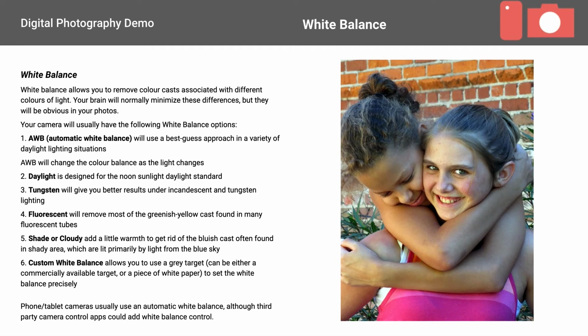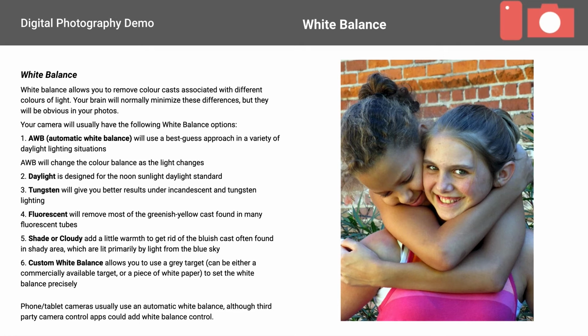Daylight is designed for the noon standard daylight. Tungsten light is quite yellow, orange, and the tungsten setting will give you the best results under incandescent or tungsten light, especially halogen bulbs. Fluorescent setting, white balance, will remove most of the greenish yellow cast found in many fluorescent tubes. Shady or cloudy is a little bit warm. I usually find that they're a bit too warm, but you could try them out.